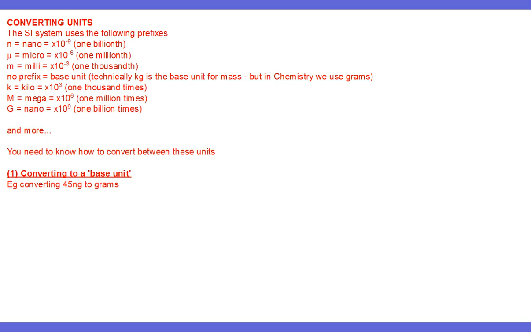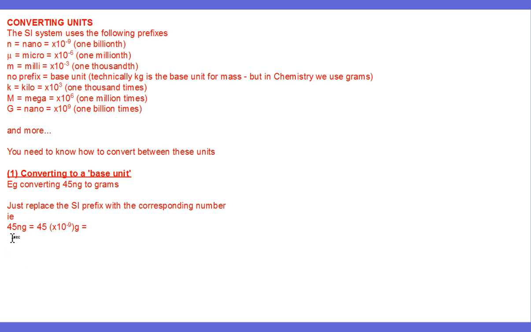So what do we do with these? Well, sometimes we've got to convert between units, because you might be given something in nanograms, but we know in chemistry we use grams. So you've got to be able to convert from a non-standard unit back to the base unit. How you do that is quite simple. You just replace the SI prefix, in this case little n for nano, with its corresponding number. So 45 nanograms is really just saying 45, and that little nano stands for 10 to the minus 9.